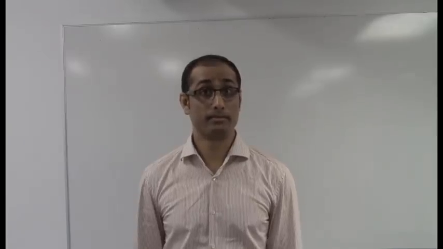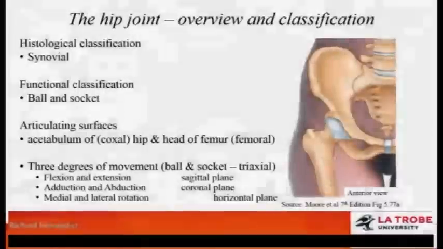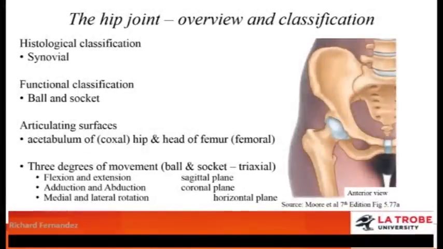The hip joint is classified as a synovial ball and socket joint. Synovial because the histological classification refers to the tissues. Synovial membrane is the tissue. The functional classification is ball and socket because the head of the femur is spherical like a ball and the acetabulum is concave like a socket.